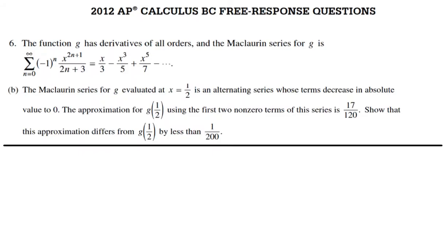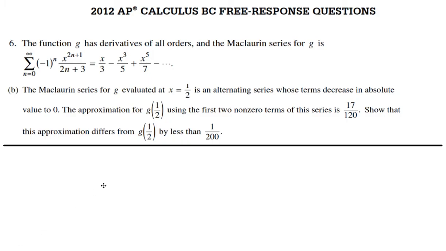The function g has derivatives of all orders, and Maclaurin's series for g is given as the sum from n equaling 0 to infinity of negative 1 to the n times x to the 2n plus 1 over 2n plus 3. The Maclaurin series for g evaluated at x equals 1/2 is an alternating series whose terms decrease in absolute value to 0. This fits one of the hypotheses of the alternating series theorem. The approximation for g of 1/2 using the first two non-zero terms of this series is 17 over 120. They would like us to show that this approximation differs from g of 1/2 by less than 1 over 200.